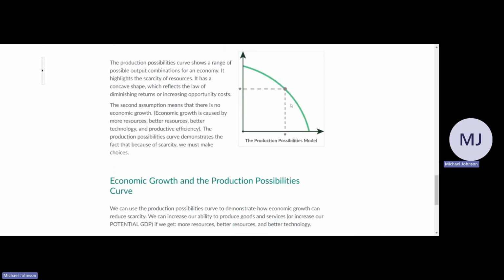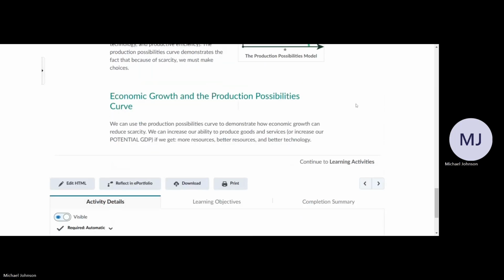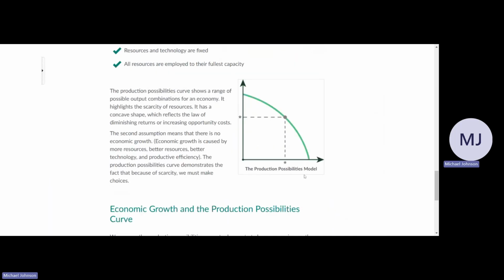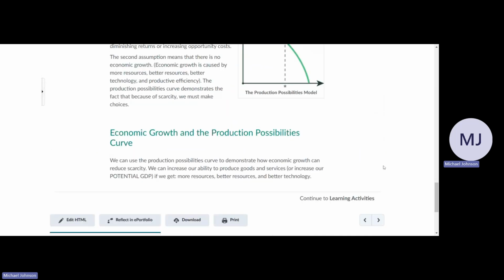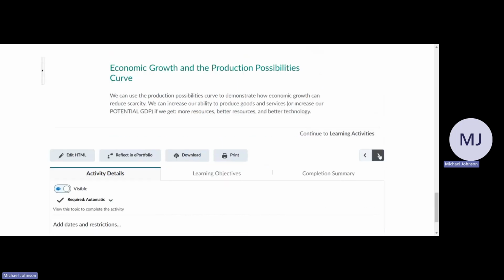Under the curve, the economy is wasting resources, while above the curve, the economy can't get there because they don't have the resources yet. We want to be on the curve. That means we're efficient. Ideally, we want the curve to shift out. That means that there's been economic growth or standard of living improvements, so you can have more of each resource.